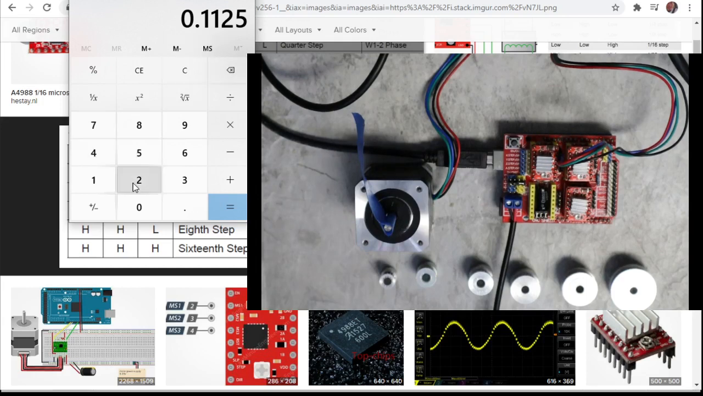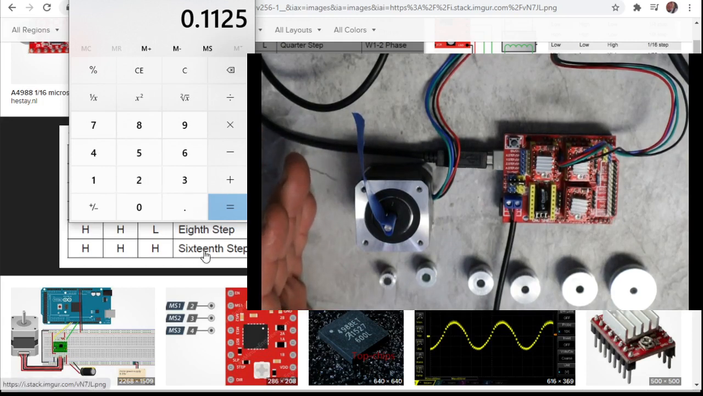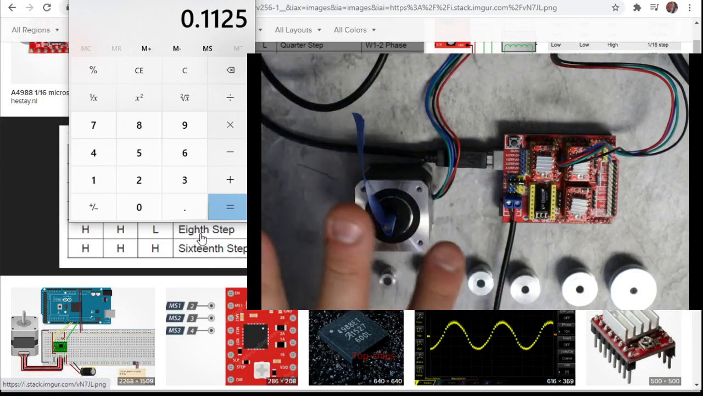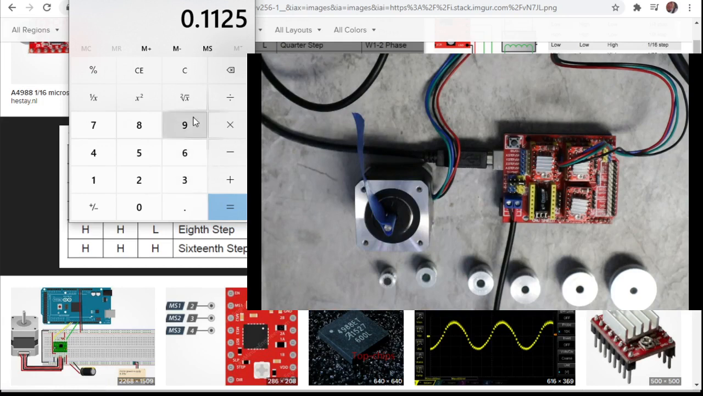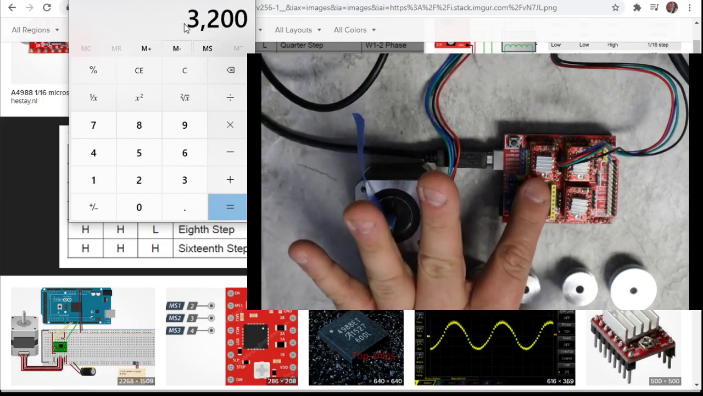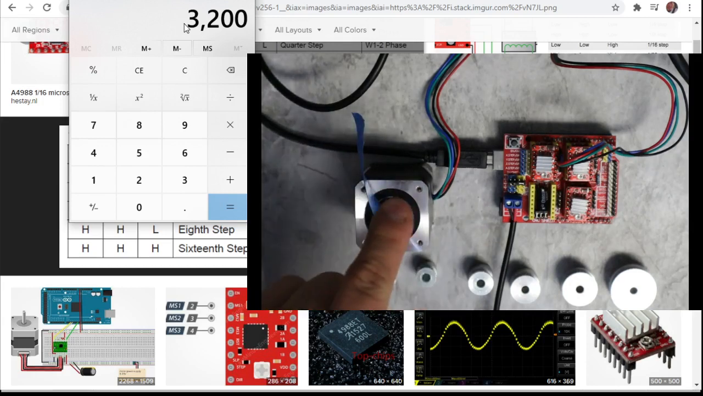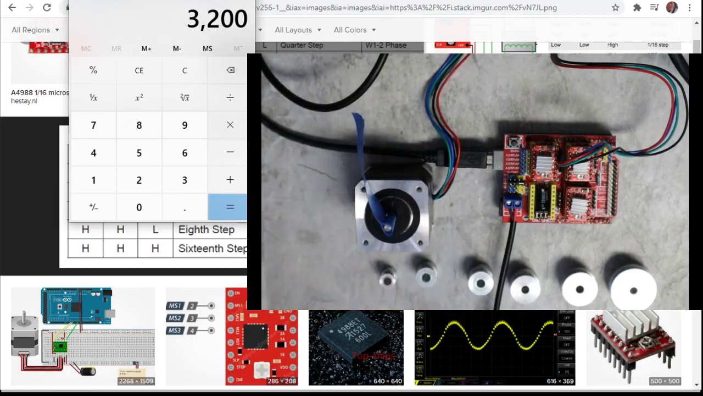Okay, so next thing we need to look at then is that 1/16th microstepping, how many pulses does it take to make a full revolution? So let's do a little more math here. It's normally 200, but it takes 16 times more steps. So 200 times 16, 3,200 pulses to that motor driver to get this thing to rotate because we have microstepping turned on, okay?